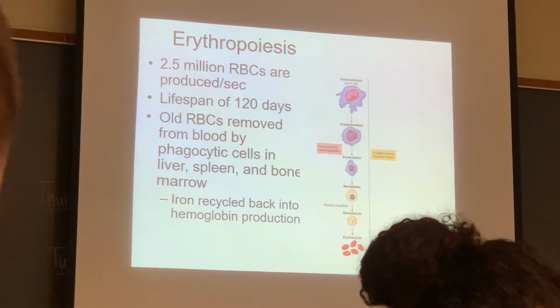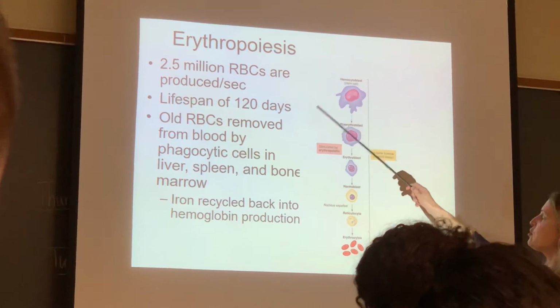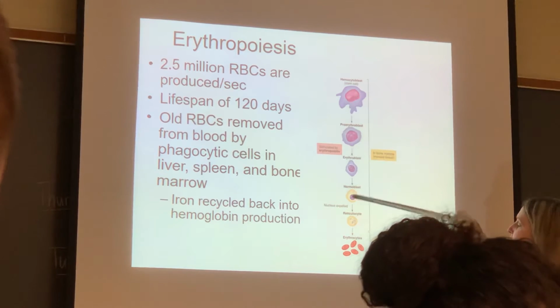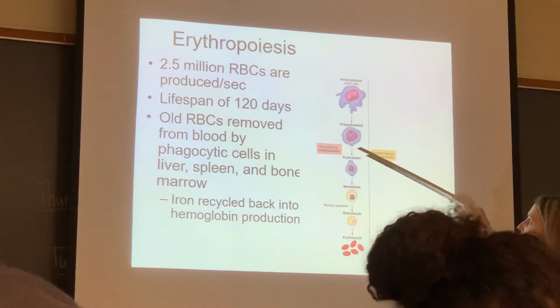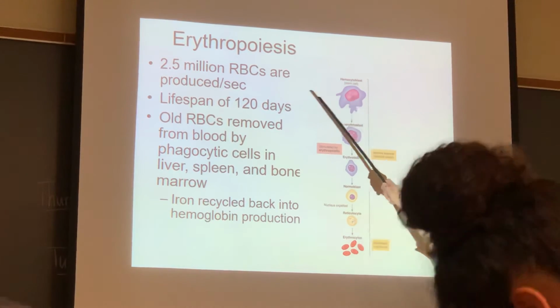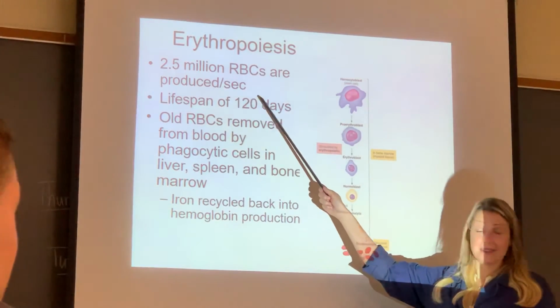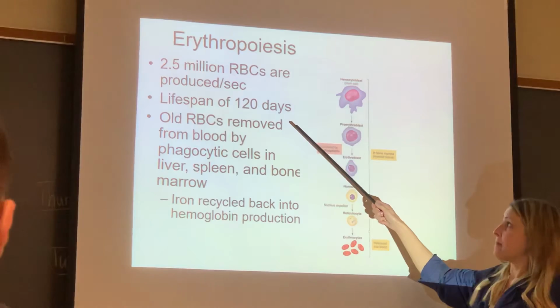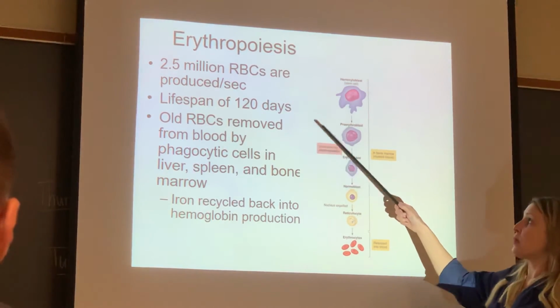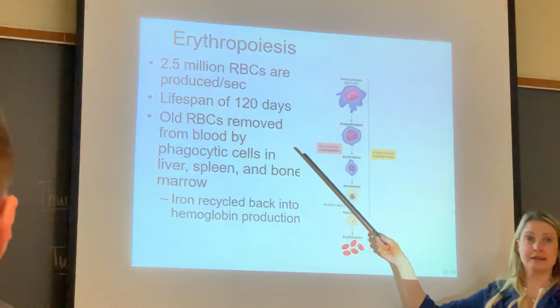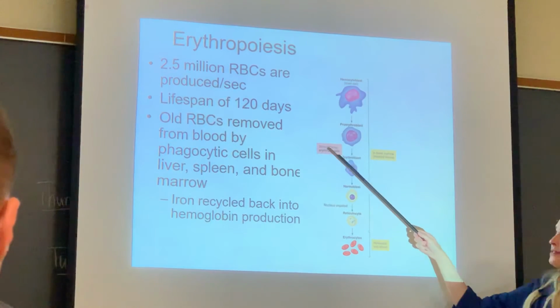All right, so last slide. Erythropoiesis, this is just showing us red blood cell production here and the stages that we go through. So we make about 2.5 million red blood cells every second. That's pretty astounding. But they live 120 days. We always need to have more to take over from the old ones that died.